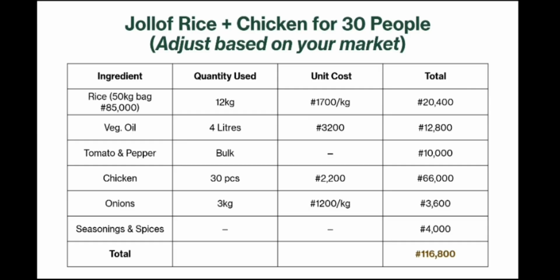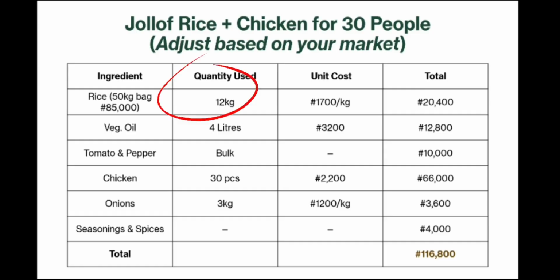But do not forget that the quantity used to make that jollof rice was 12 kg of rice. So for my total, I have to multiply the quantity used and unit cost, which means 12 kilograms times 1,700 naira to give me 20,400 naira total cost. Notice something, I didn't just say bag of rice. I didn't use the whole bag of rice. I calculated the portion used from the bag. Okay, and that is how professionals cost.